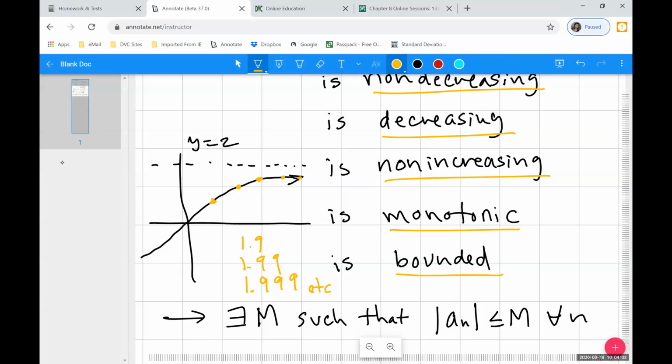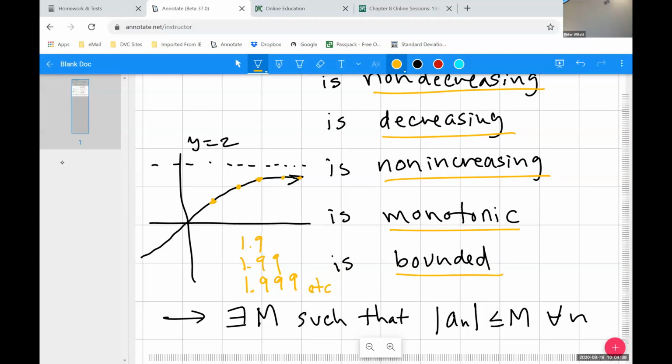Yeah, Professor, you said it's monotonic and bounded by 2. Correct. And I also said it's increasing. We could also say it's non-decreasing, which is a weaker statement. But in this case, not only is it non-decreasing, but it's even more than that, it's actually increasing because there are no values that just repeat.